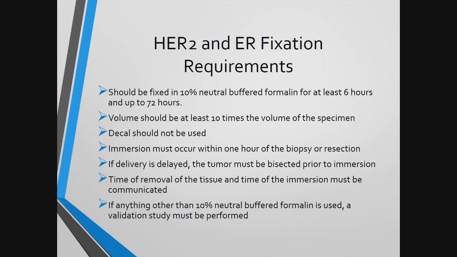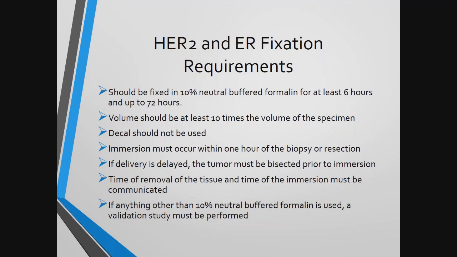Fixation requires the use of 10% neutral buffered formalin for between 6 and 72 hours, with a volume of at least 10 times that of the specimen. The use of decal solution is generally not recommended. Immersion into the fixative must occur within an hour of the collection, and if there is going to be any delay in delivery, tumors should be bisected prior to immersion in the formalin so that the formalin can begin penetration.